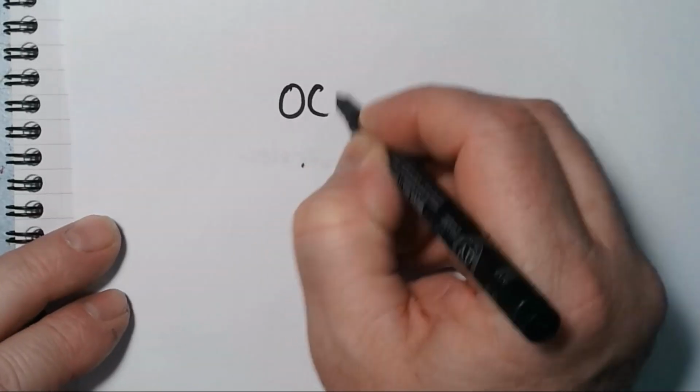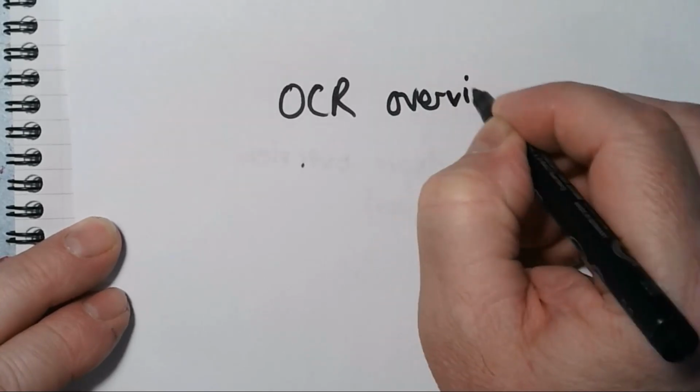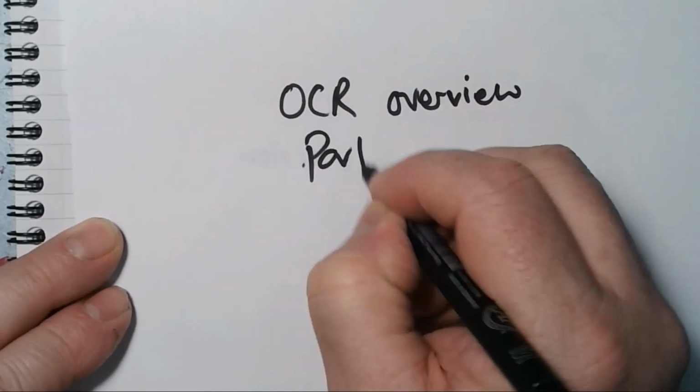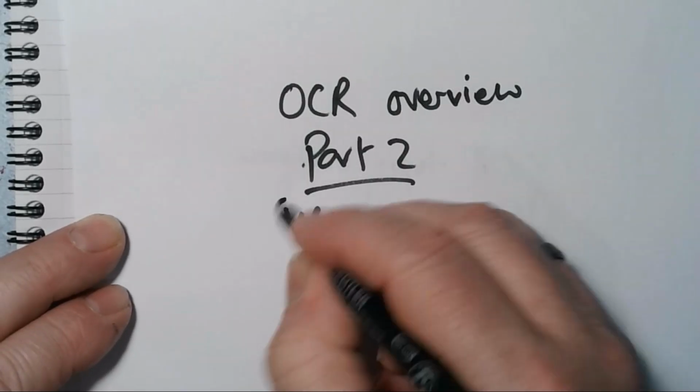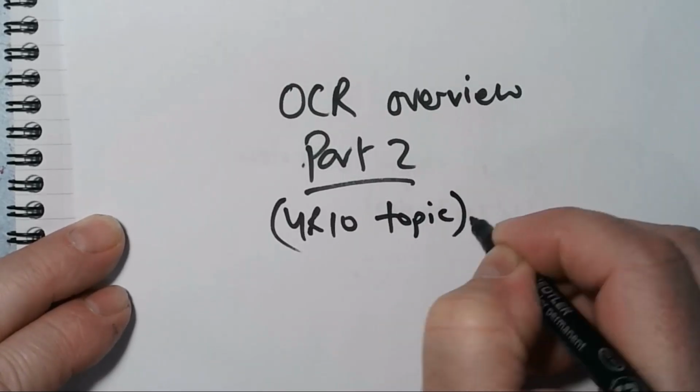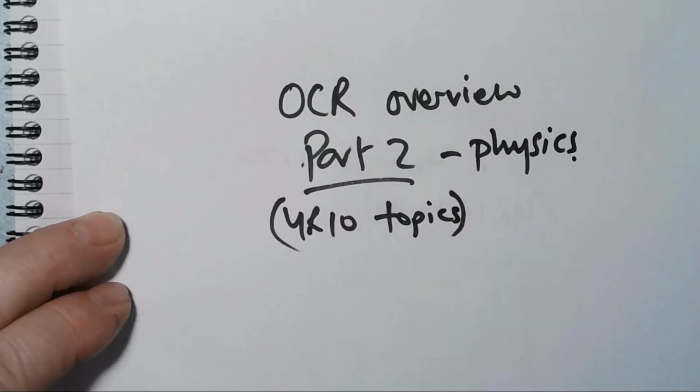Okay, so this is part 2 of the OCR overview or topic overview. Obviously following on from part 1, which covered the year 9 topics. I've kept the video down to 15 minutes, so this is the year 10 topics, which are also going to be in the first physics paper, and will also feature in the year 10 mocks.